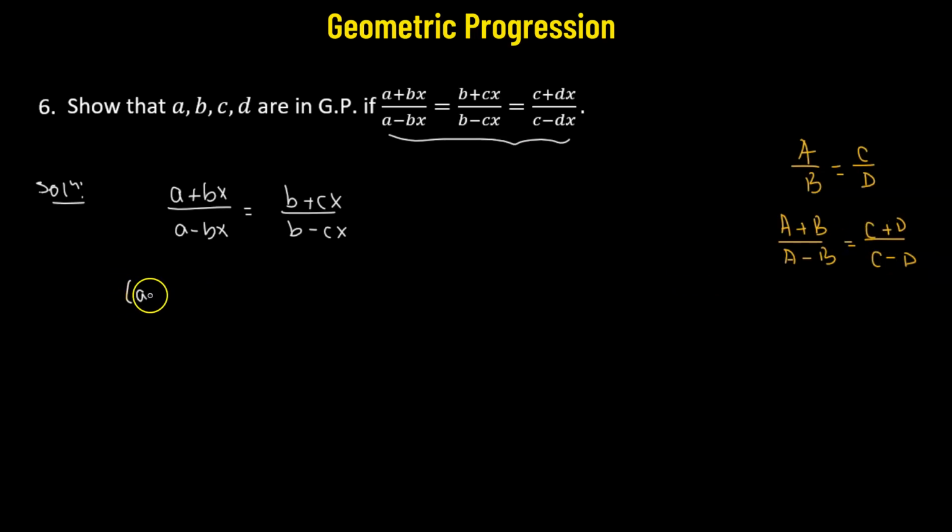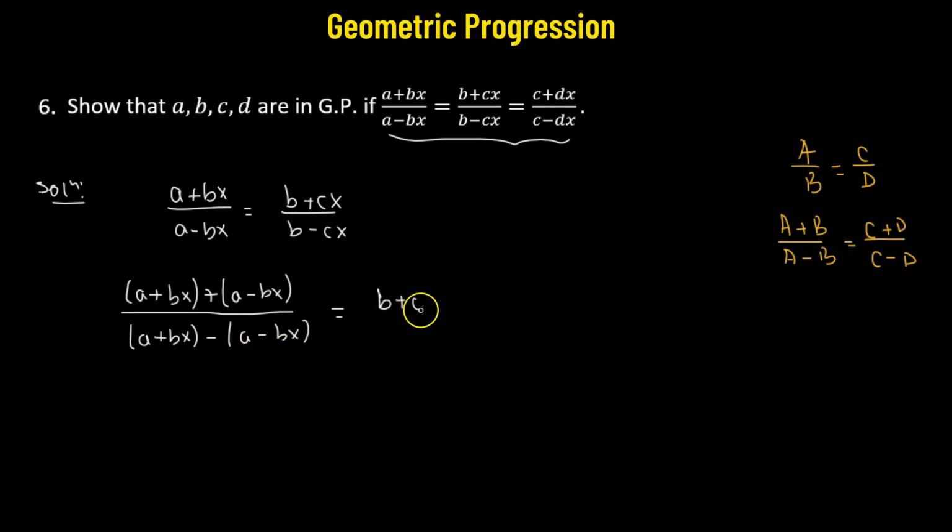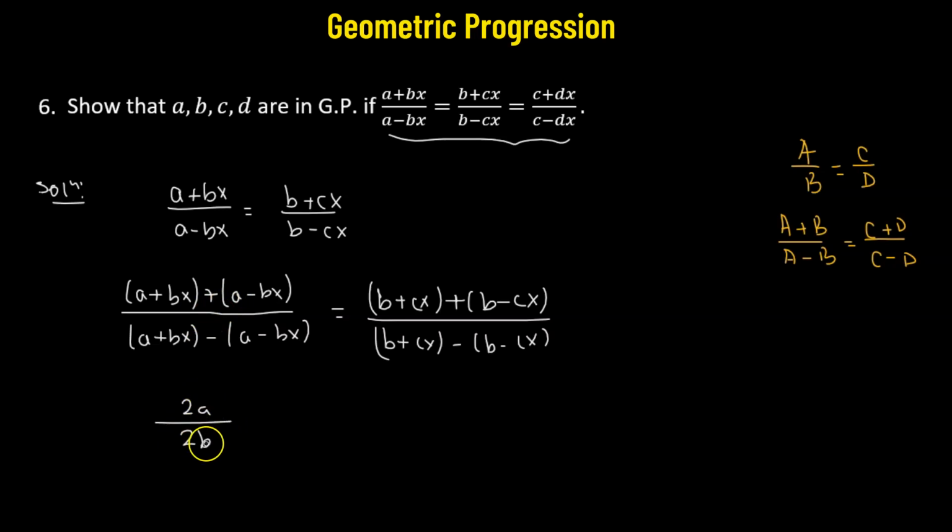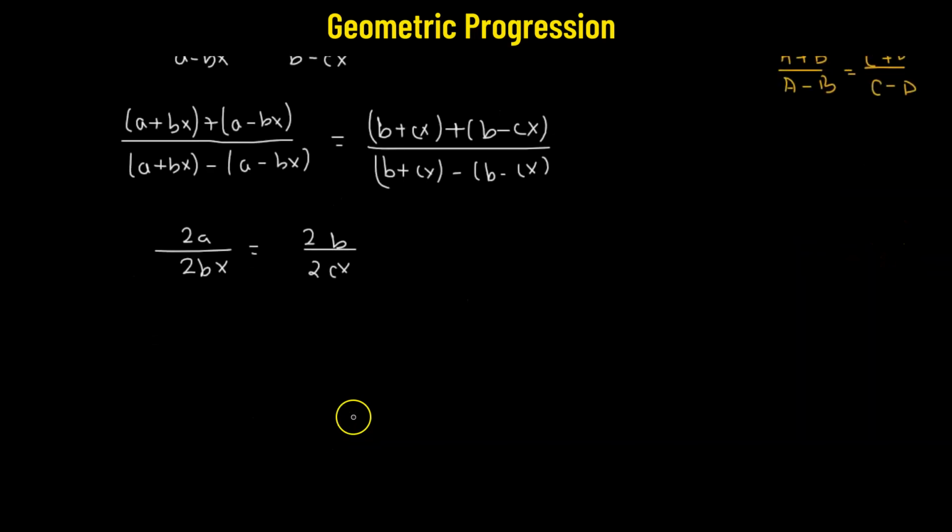So that means in our case we have a plus bx added to the denominator, which is a minus bx, divided by a plus bx minus (a minus bx), which will be equal to b plus cx added to b minus cx divided by b plus cx minus (b minus cx). And now we're simplifying. The bx terms will get cancelled, so we have 2 times a divided by 2 times bx, which will be equal to 2 times b divided by 2 times cx. Further simplification gives us a over b equals b over c, or simply put, b over a is equal to c over b. Let's label this as equation number 1 for the time being.